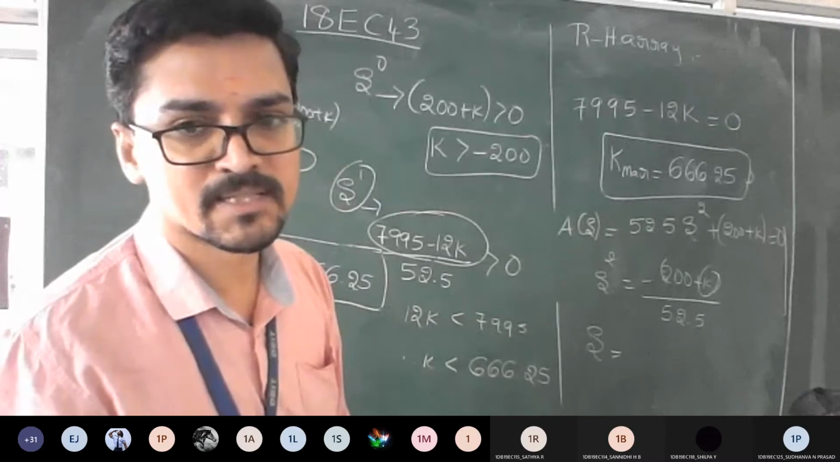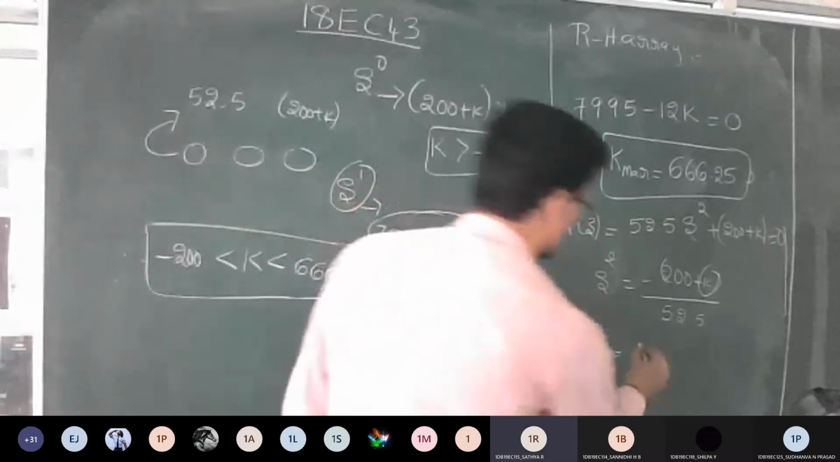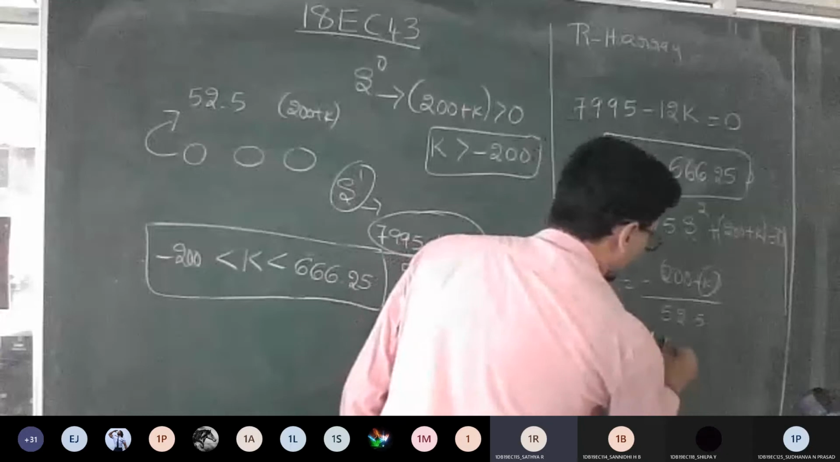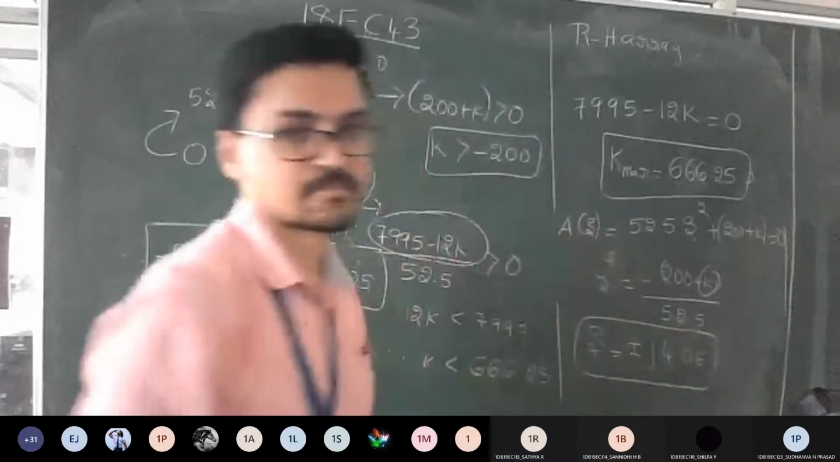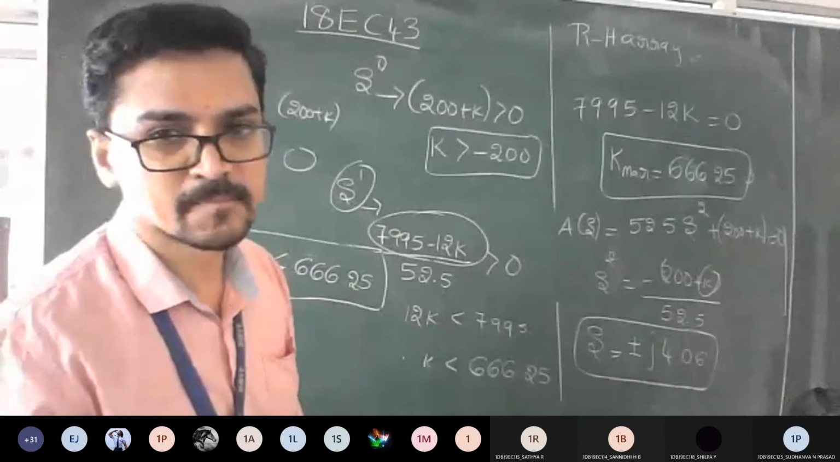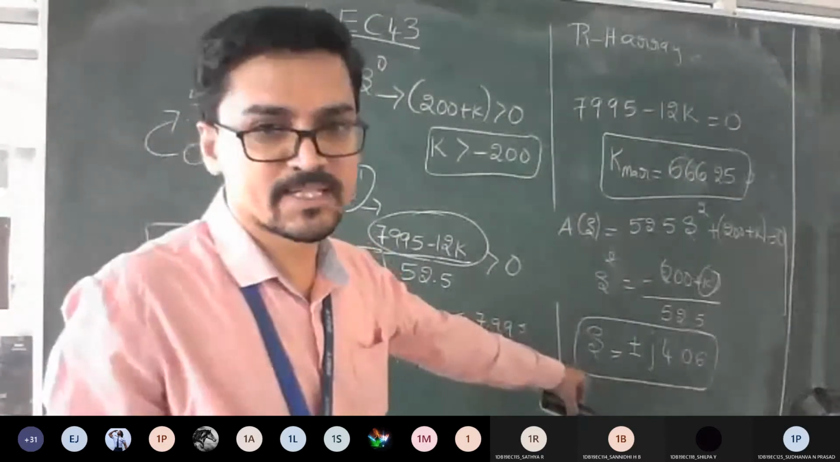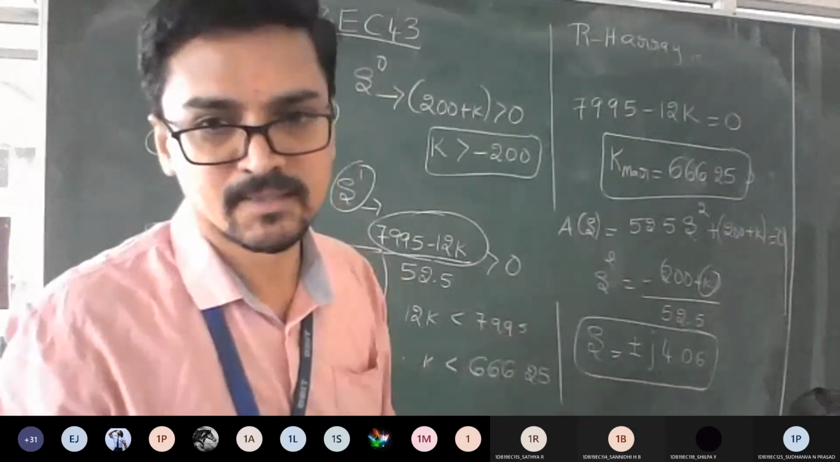Check, is it plus or minus? Plus or minus j 4.06. Is it so? Everyone got the same answer? So s is equal to plus or minus j 4.06.